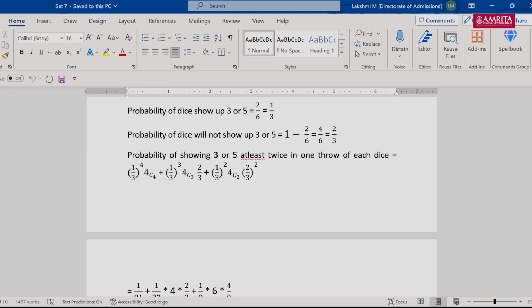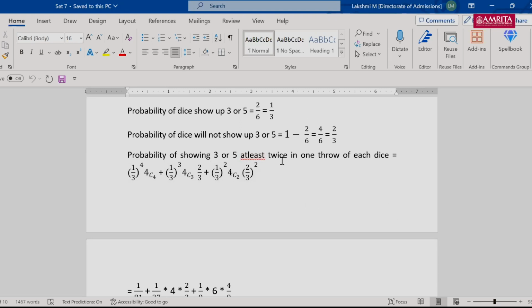So that condition is going to define the answer here, right? So you can use the binomial distribution that you have studied. Here, what is the case? All the 4 are correct: (1 by 3) whole raised to 4, 4C4. Second case, 1 is wrong, the rest is correct: (1 by 3) whole raised to 3, 4C3, times 2 by 3. Now, (1 by 3) whole square, 4C2, (2 by 3) whole square. We can't take the other cases because it's clearly given that it's at least twice.